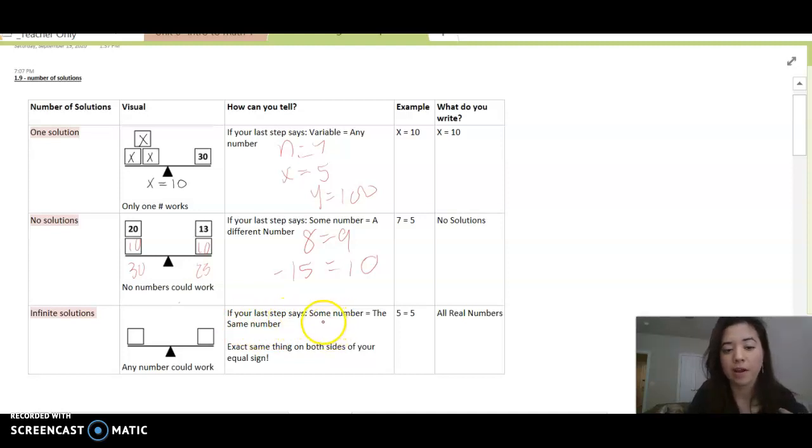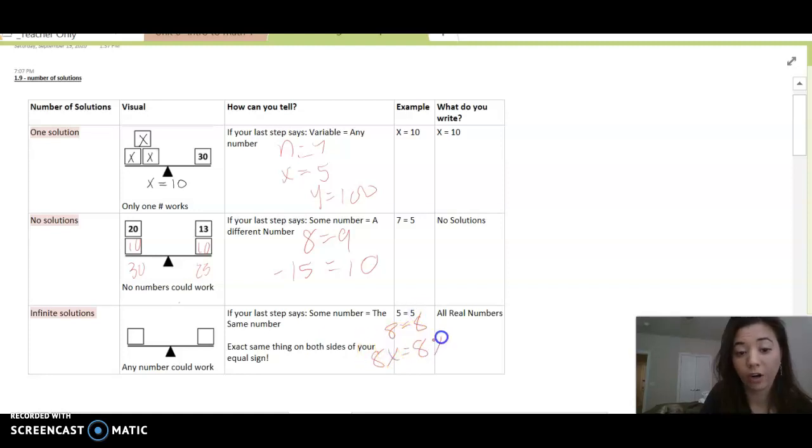If your last step has some number equals that same number, then you have infinite solutions. Or if you have the exact same thing on both sides of your equal sign. So if you see 5 equals 5, or 8 equals 8, or 8x equals 8x, the same exact thing on both sides, that means you have an infinite number of solutions, and what you are to write there is all real numbers.